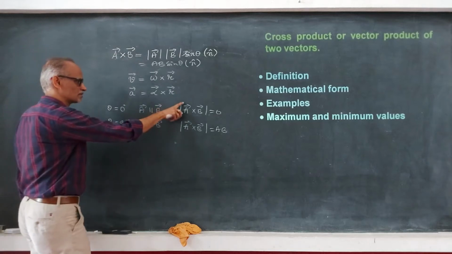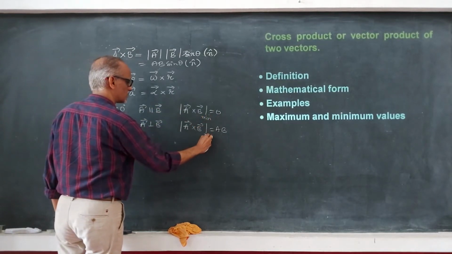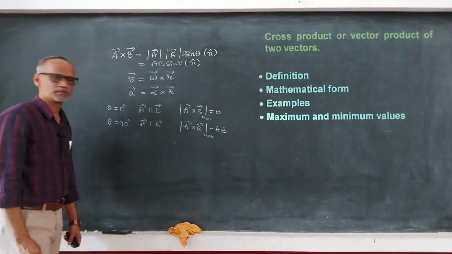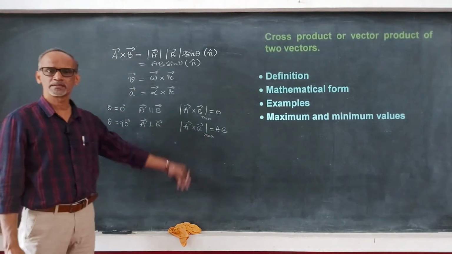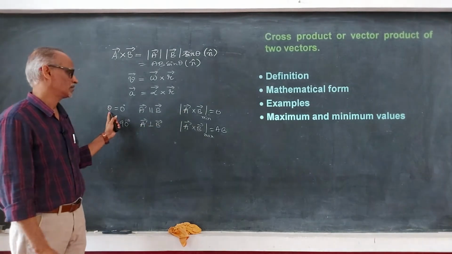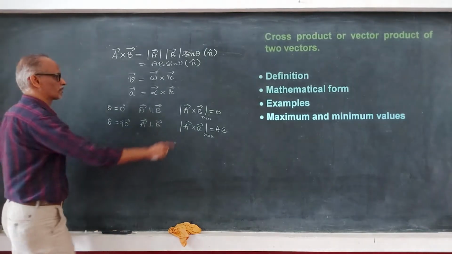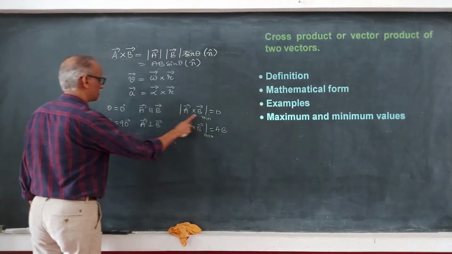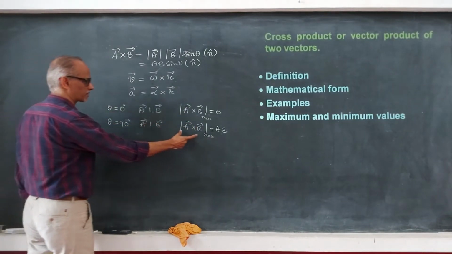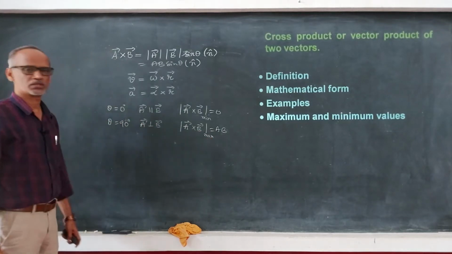So, now out of this, which is minimum, which is maximum? This is minimum because it is 0, this is maximum. Remember, this is exactly opposite of the previous case. In the previous case, we got the maximum value when theta was 0 and we got the minimum value when theta was 90 degrees. But here, cross product is minimum when the vectors are parallel and the cross product is maximum when the vectors are perpendicular to each other.